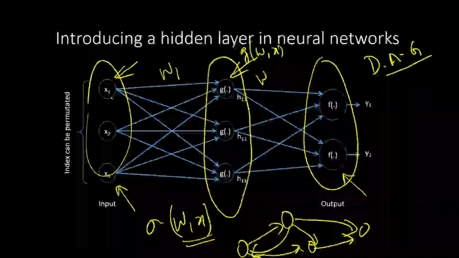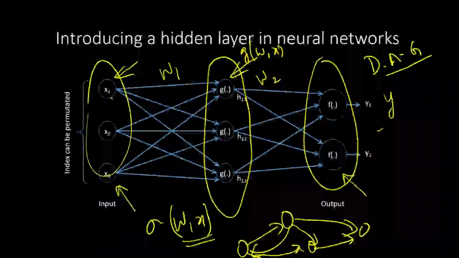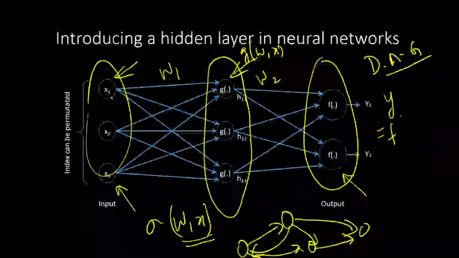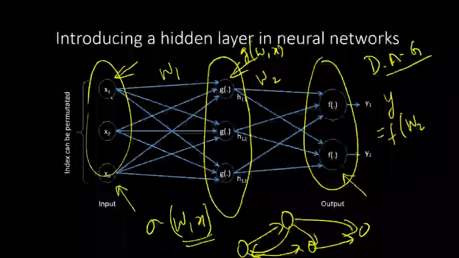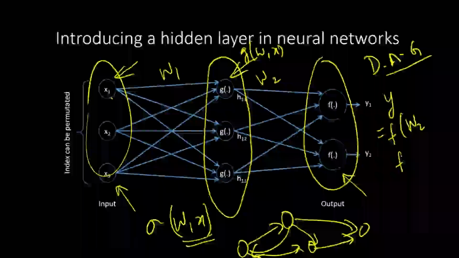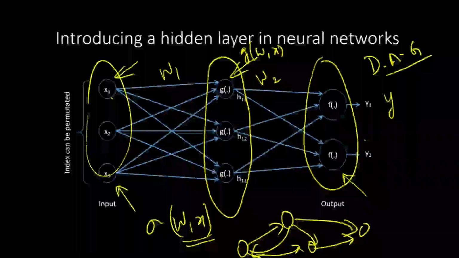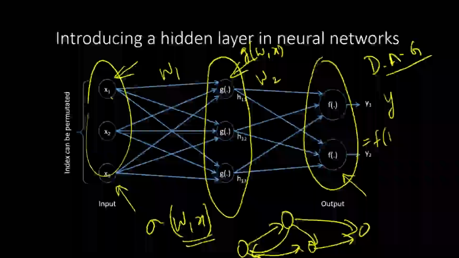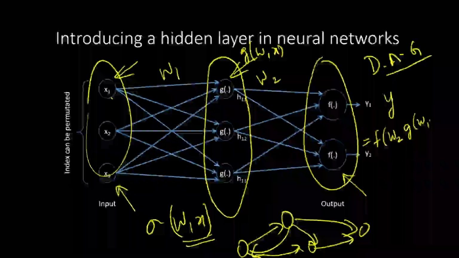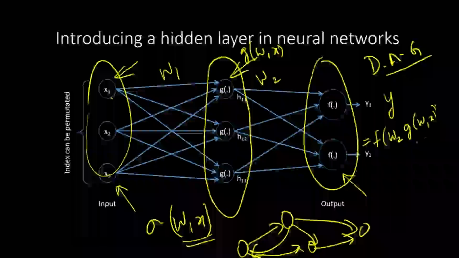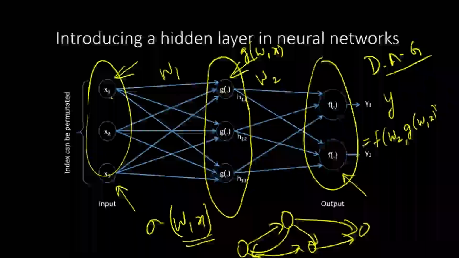And then we have W2, and what we get finally is your Y, which is a vector here. Y is equal to F times W2 times, so it's matrix multiplication, let's try to write it in a single line. So Y is equal to F of W2 times G of W1 times X. Okay, so Y is F of W2 times G of W1X. So this is layer 1, this is layer 2.